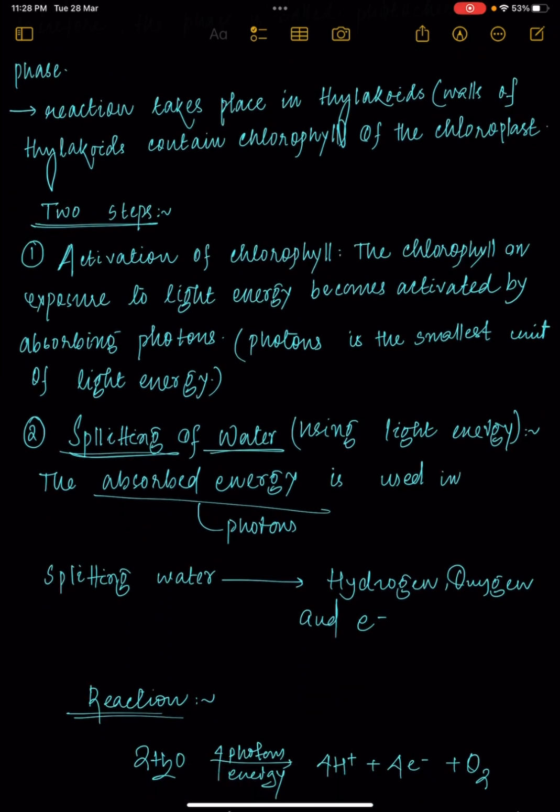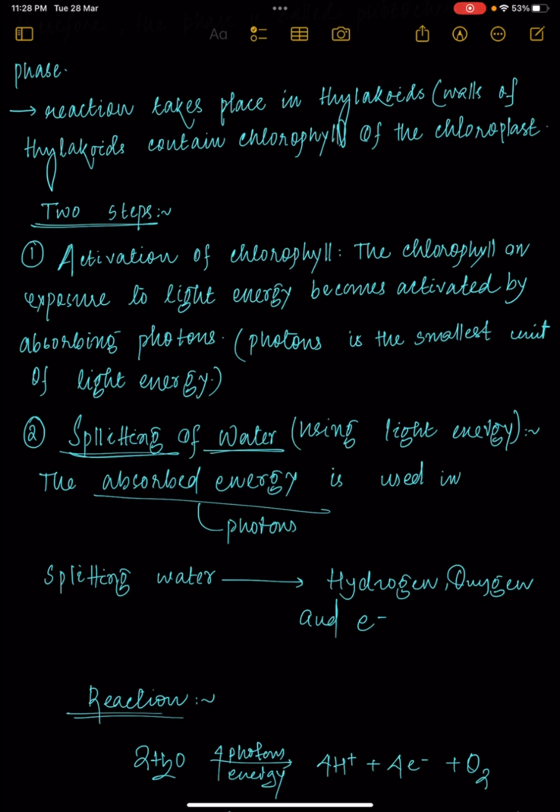What are the two steps of the photochemical phase? First of all, activation of the chlorophyll occurs. The chlorophyll gets activated when it is exposed to the light energy. When it is exposed to the light energy, it absorbs the photons. We have discussed that photons are the smallest unit of light energy. So when it absorbs the photons, it gets activated. First step over. Then the second is the splitting of the water.